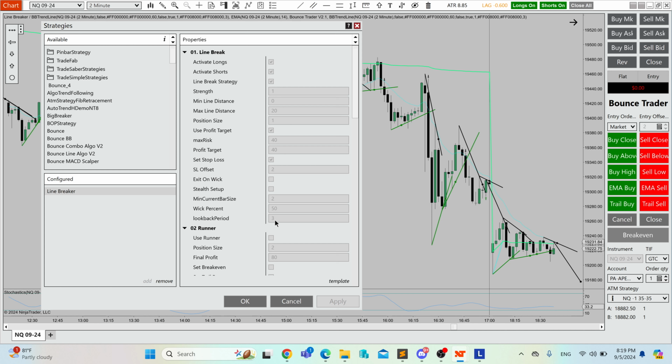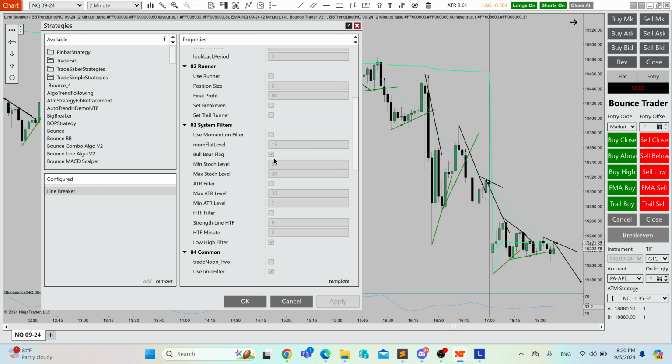This is for another line, but I'll show that to you later. We're not going to use runner, although you could. And here is where bull or bear flag is. We're specifying for long, we only want it if stochastic is above 80, or if stochastic is below 20, we take shorts.